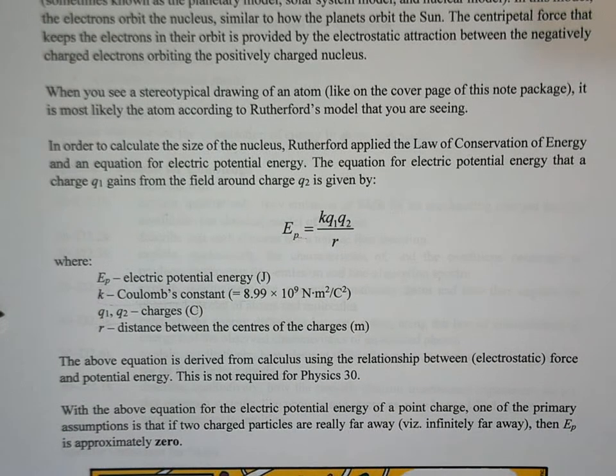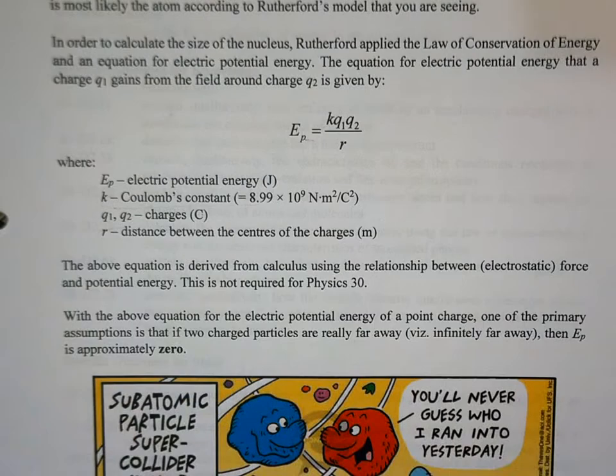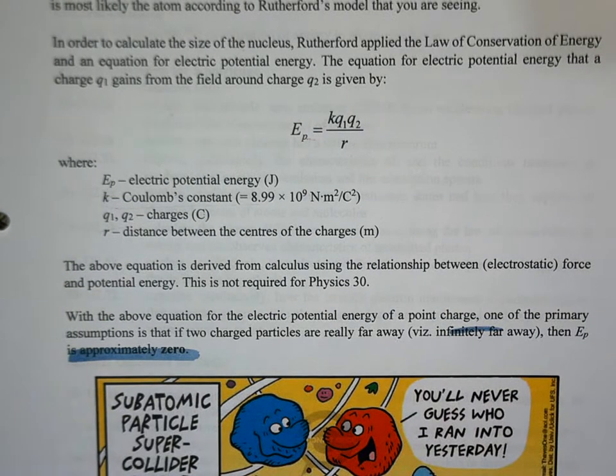So this equation is actually derived using calculus. We don't need to know that for Physics 30. One of our big assumptions is that if we have two charged particles that are really far away, or infinitely far away, we say that the potential energy between them is approximately zero. Not quite zero, but close enough to zero.